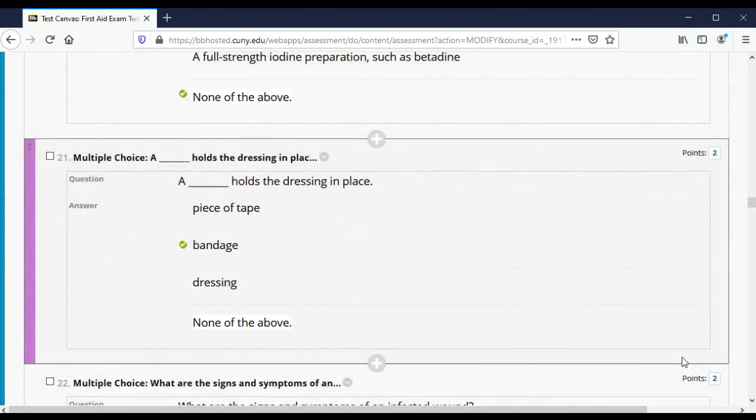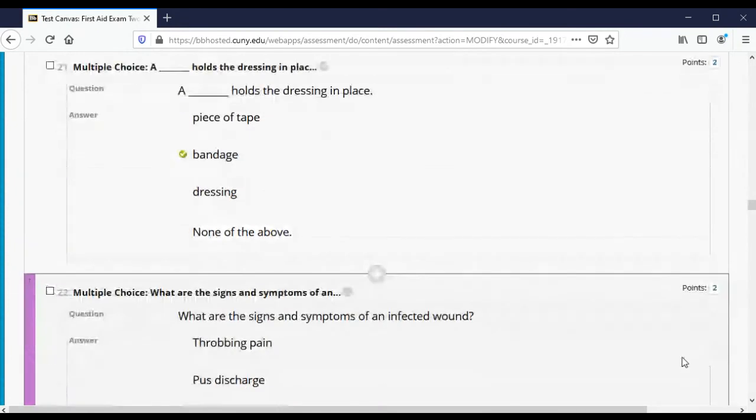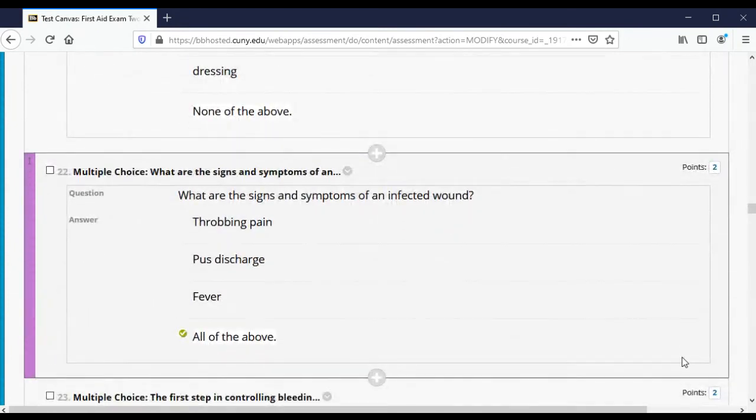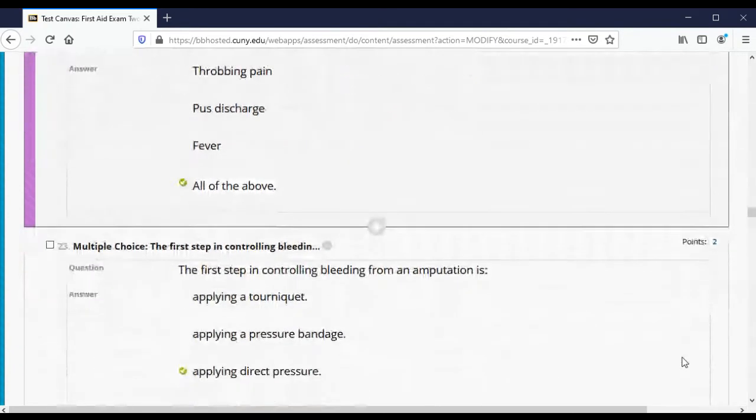A bandage holds the dressing in place. And that's a very simple answer. What are the signs and symptoms of an infected wound? And the answer is all of the above. Throbbing pain, pus discharge, fever. So usually things like warmth, redness, swelling, tenderness are all signs, purulent discharge or pus, all signs of an infected wound.